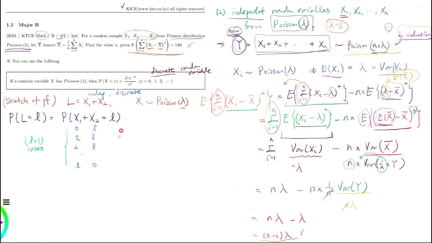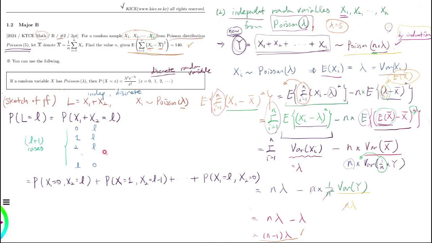So I have to add the probability for each case: x1 is 0 and x2 is small l, plus x1 is 1 and x2 is small l minus 1, plus, and so on, down to x1 is small l and x2 is 0.